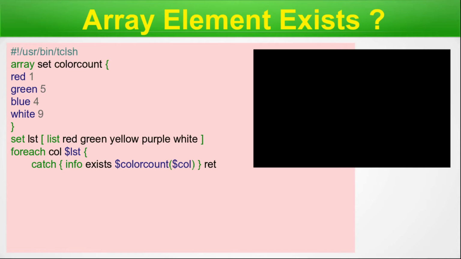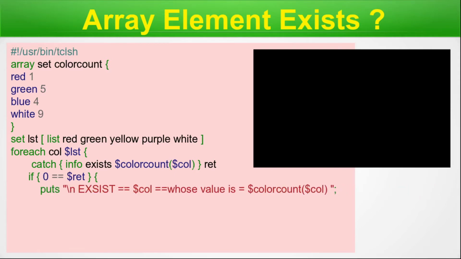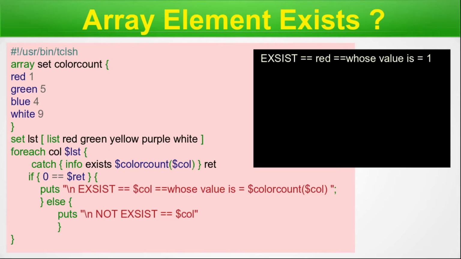If 0 equals $ret, what will happen? It will echo "exists". If an element exists as a key in a particular array, the return value is 0. Else, for any other value, it will echo "not exist". We close the if-else condition here, and we close the foreach loop here, and let's execute this code. What happens?